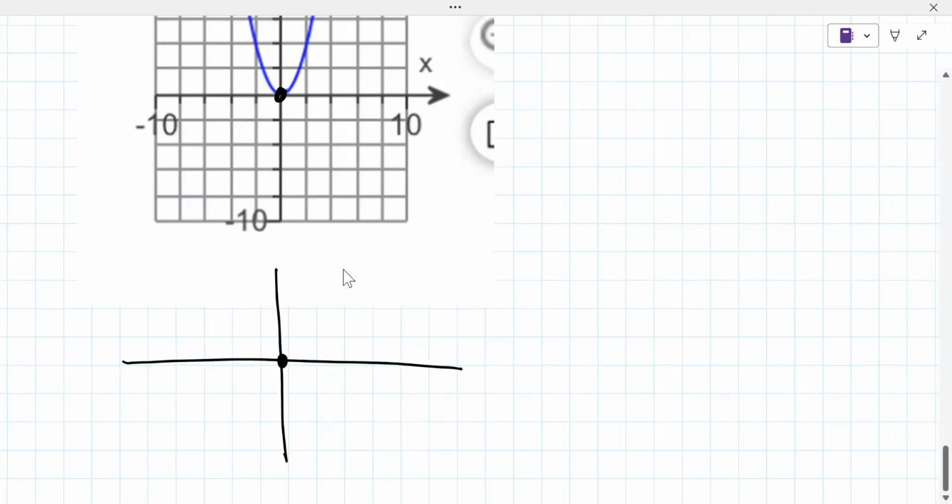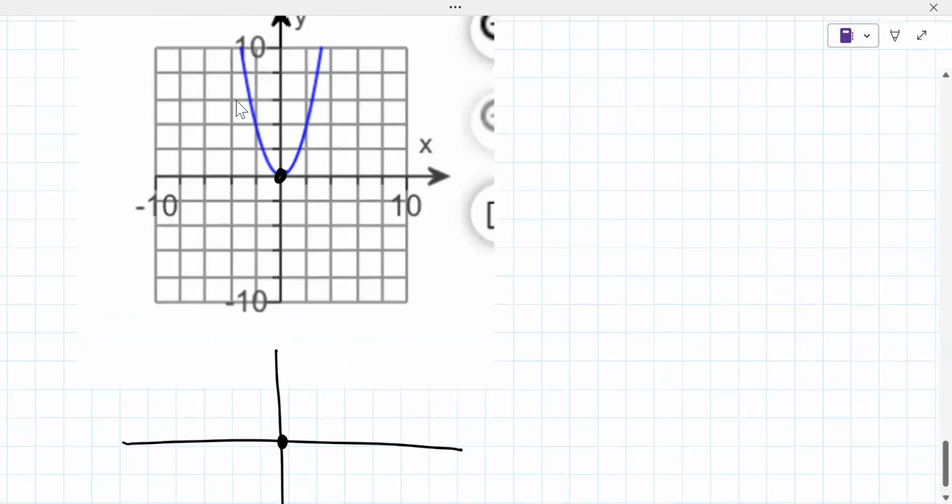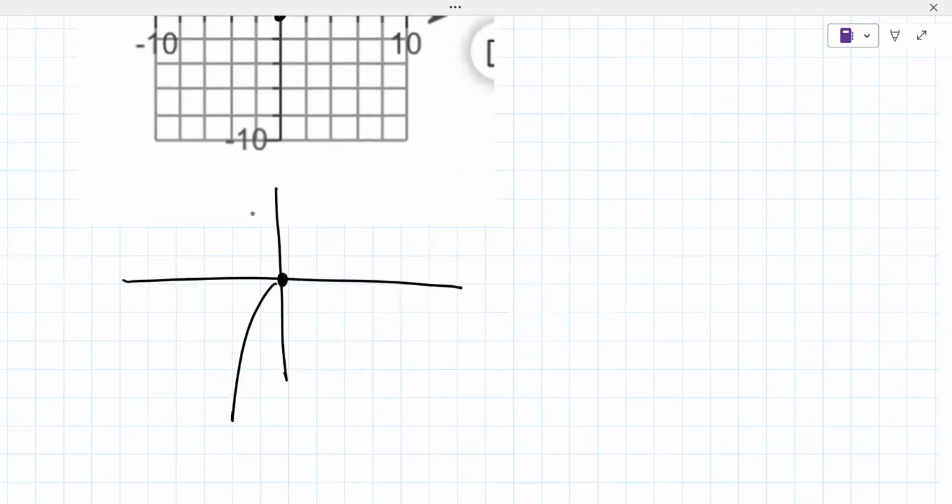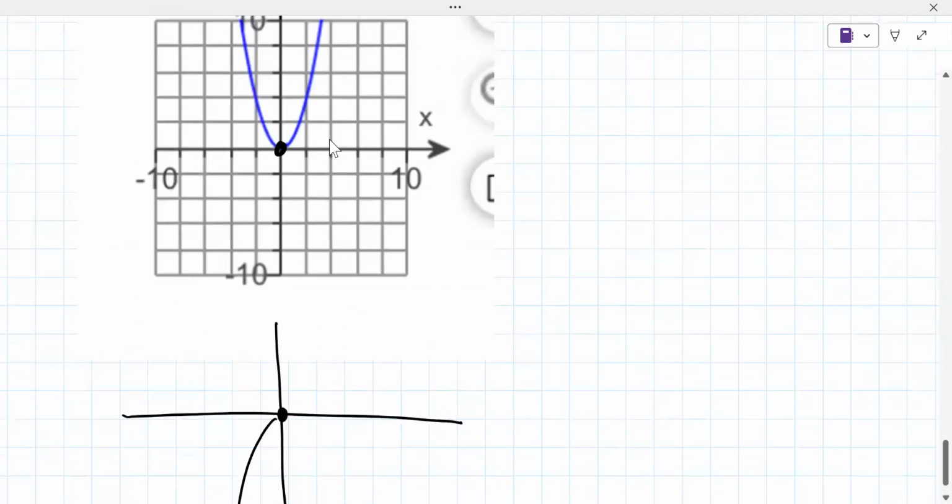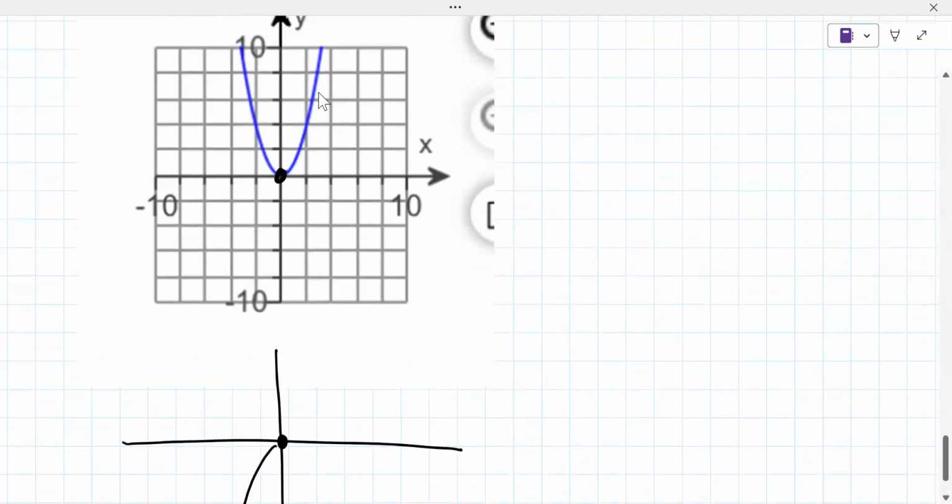Now, on the left here, is this graph increasing or decreasing? It's coming down, so that's decreasing. So that means the derivative is below 0. And then what's happening over here? Is it increasing or decreasing? It's increasing. So something like that, right?